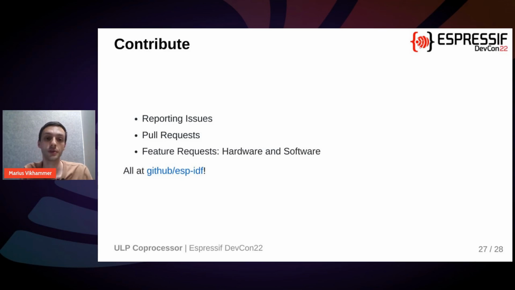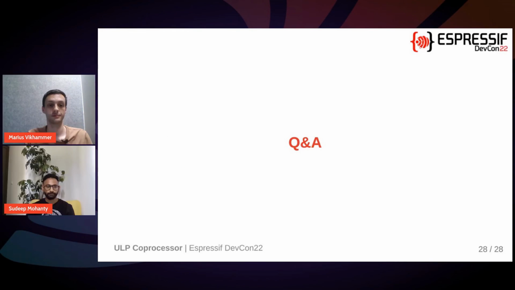And if you want to contribute, I think the ULP is actually a nice feature. It's very isolated, and our software support on this is still not that mature. So there's a lot of things you can do there to help us. You can help with reporting issues. If you want to contribute code, we welcome that as well by doing a pull request. And if you have any feature requests, either for new hardware or software, we're also happy to take that. And all of this is, of course, on GitHub under the ESP IDF project.